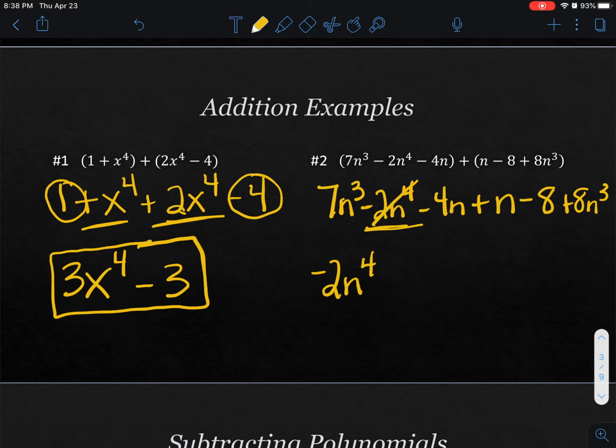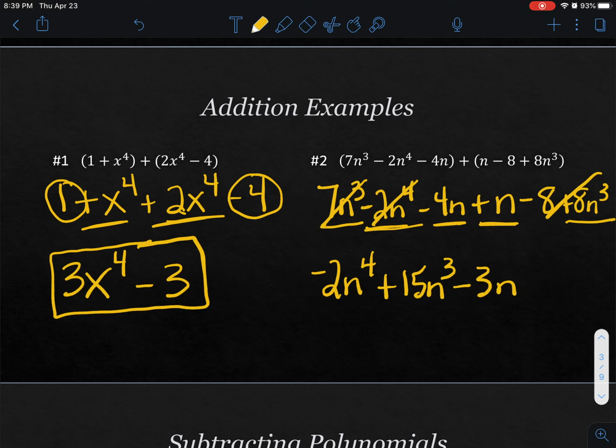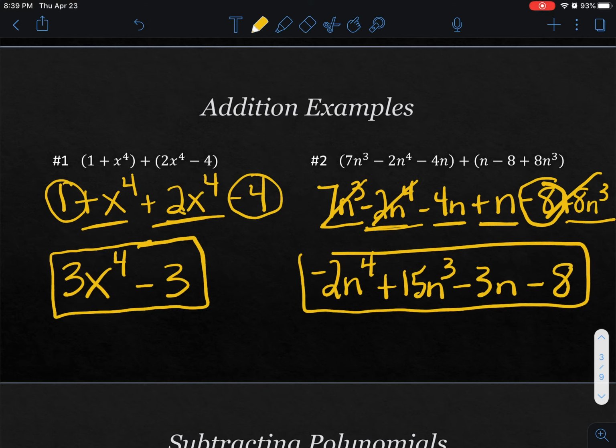The next smallest degree would be 7n to the 3rd and 8n to the 3rd, which gives me 15n to the 3rd, so plus 15n to the 3rd. I'm going to mark those out. Then I've just got negative 4n and 1n, so that would be minus 3n. And then don't forget that negative 8 there. I don't have anything to add it to, so I'm just going to bring it down. So negative 2n to the 4th plus 15n to the 3rd minus 3n minus 8 is my answer.